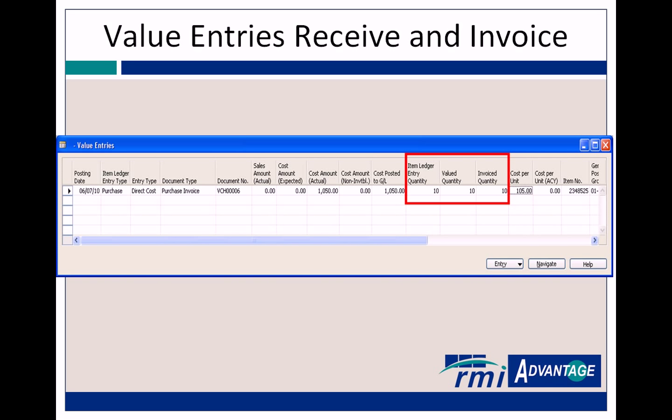And in our quantity fields here, they're all populated because the item ledger entry quantity was populated when we posted the receipt, and the invoice quantity was populated when we posted the invoice. And because we did them both in one step, it gives us one entry with those values populated.